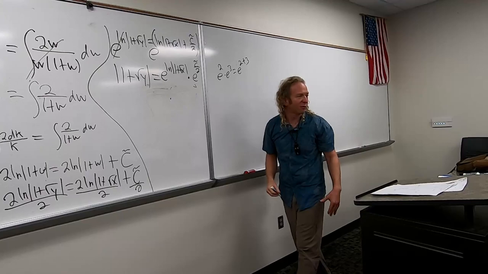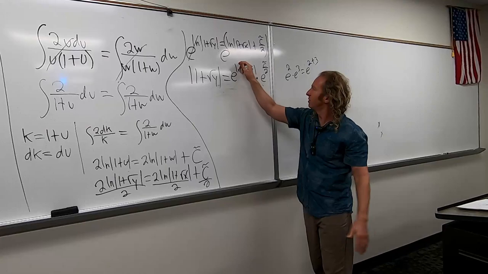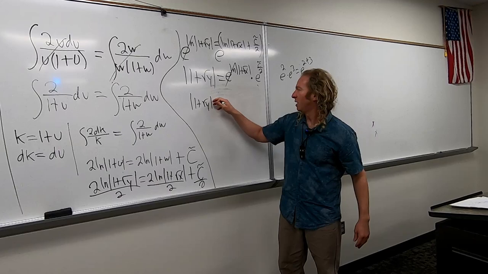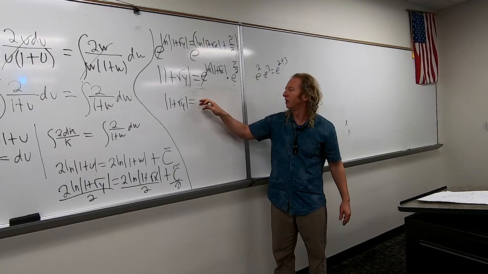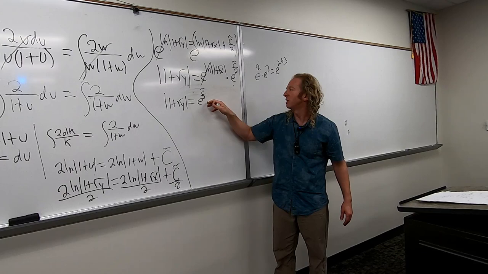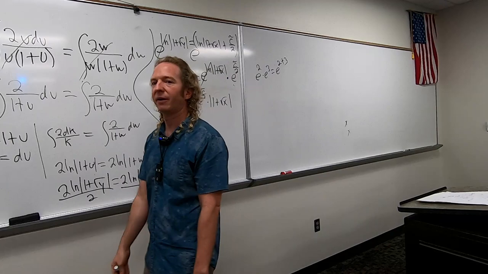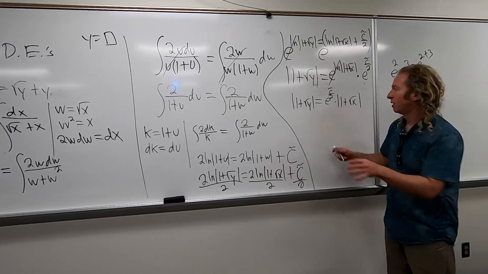Good. This cancels. I'm going to leave the absolute value there one more time. I'm dragging it out on purpose. I'm going to rearrange this. I'm going to put this in the front. Feeling good about it. E to the c tilde over 2 times absolute value 1 plus square root of x. And again, you could have dropped the absolute value long ago only because this is positive, as Kyle said. But that doesn't always happen.